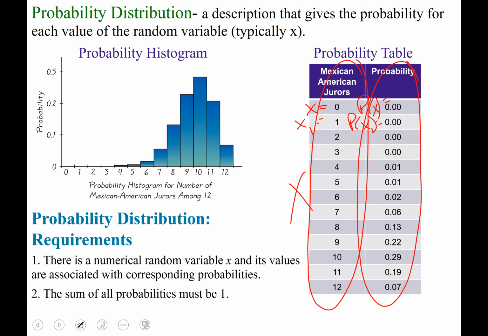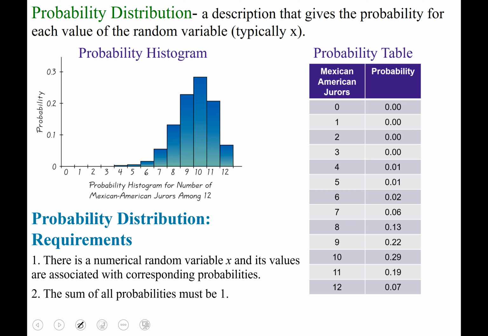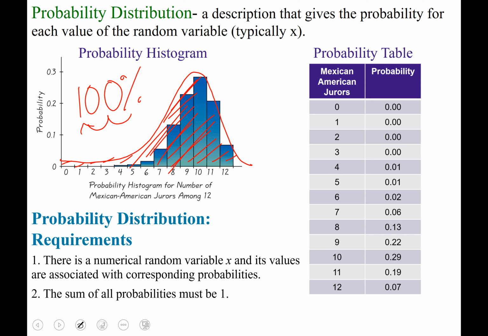Requirement 2, the sum of all probabilities must be equal to 1. Okay, we know that this histogram represents all the possibilities, which means it's 100%, if you will, like the shaded region, 100% of all possibilities. Well, if we change it from 100%, so we move the decimal 2 places, then we're talking the probability of 1, which is an event that is certain to occur. So that is why the sum of all of these numbers in this column has to add up to 1, because a probability distribution has to address all possible outcomes, so it has to add to 1.